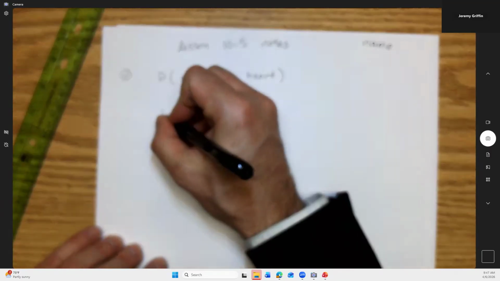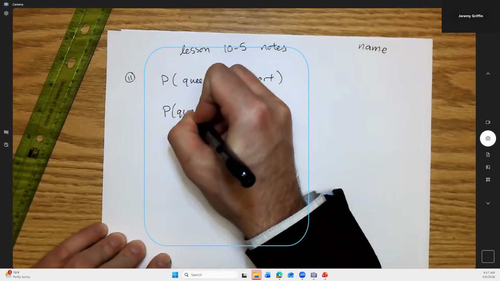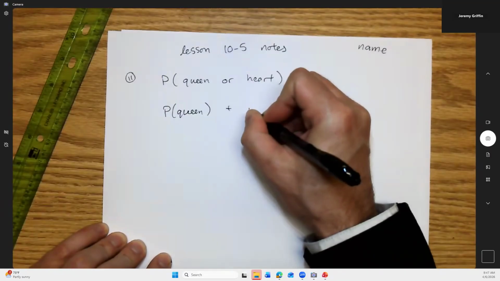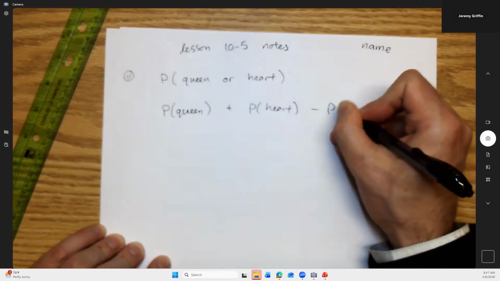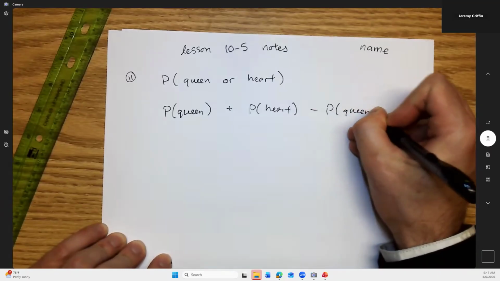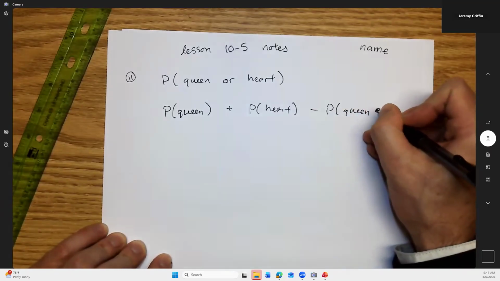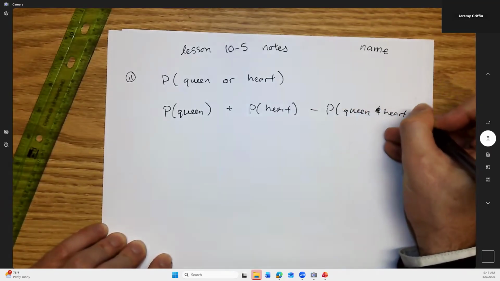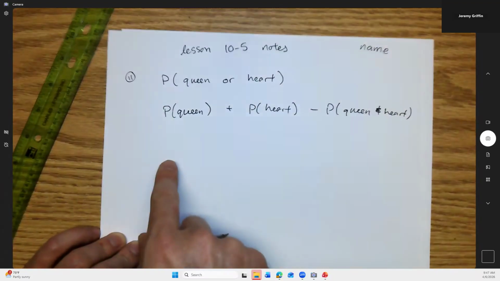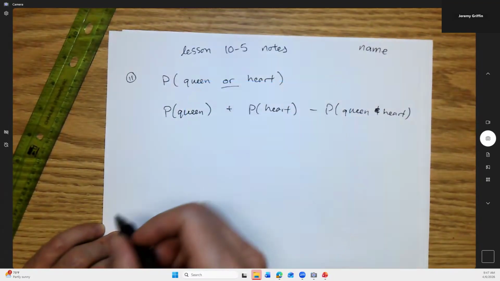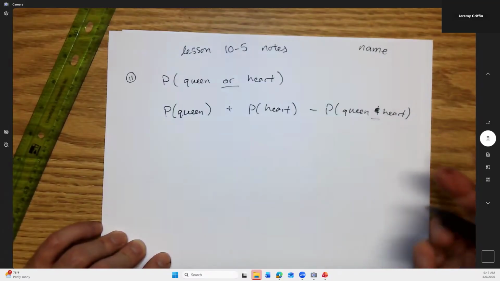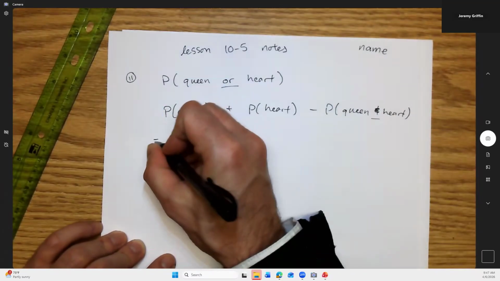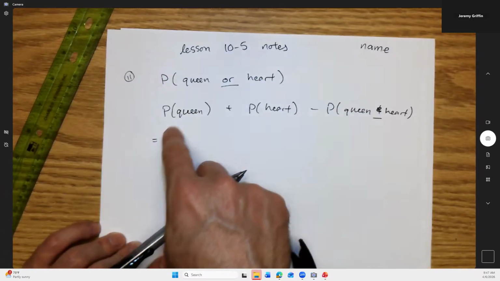So this would be probability of queen plus the probability of hearts minus the probability of queen and hearts. That could be probability of queen or hearts. So or could be either or, and you need both conditions to be true, which could happen in this case. Okay. So guys, what fraction do I put right here for queens?